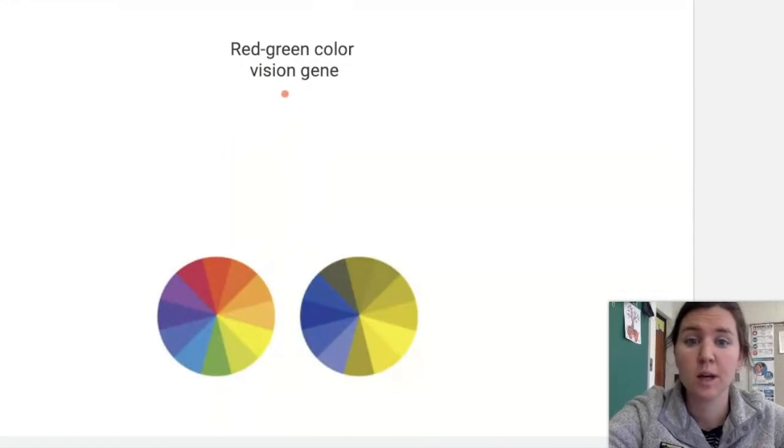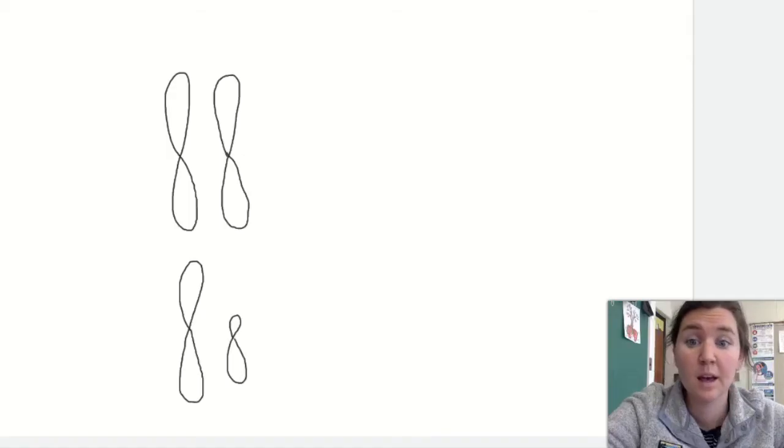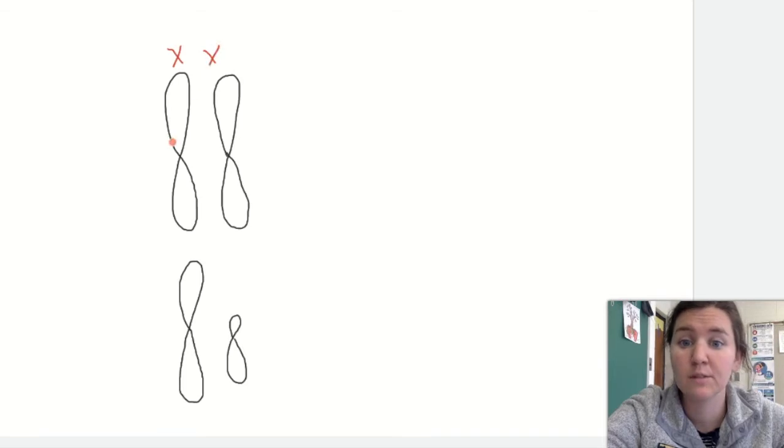So our two alleles for this gene, we're going to use R. So a big R would be for normal color vision, and a small r will be for red-green colorblind. Now remember, if you have the sex chromosomes XX, like here, you would have two copies of this gene. Let's draw it just right here for reference, right? But if you have the sex chromosomes XY, you're only going to have one copy of this gene.